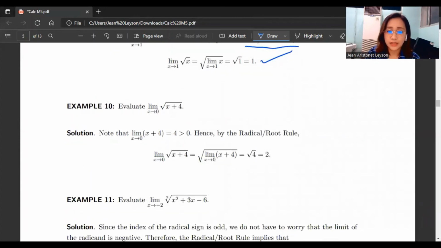Next example: evaluate the limit of the square root of x plus 4 as x approaches 0. Take note that the limit of the function x plus 4 as x approaches 0 is equal to 4, which is greater than 0. The value cannot be less than 0, because if it were negative, the result would be imaginary, since the square root of negative numbers are imaginary numbers, and we are after real numbers here. So that's equal to the square root of the limit of x plus 4 as x approaches 0. Substituting, x will become 0, so we will be left with 4. The square root of 4 is basically 2.